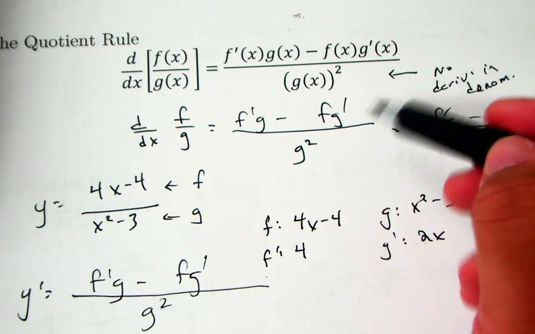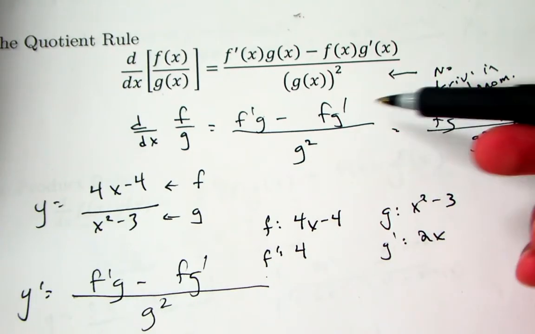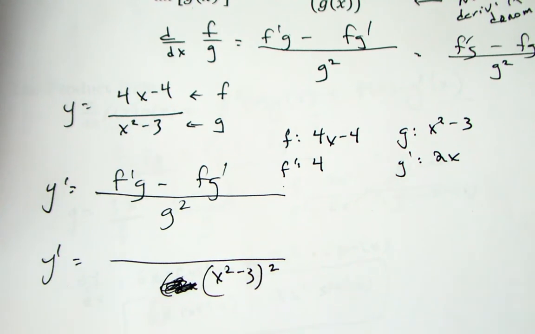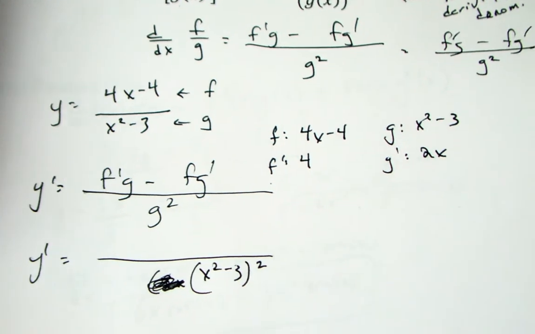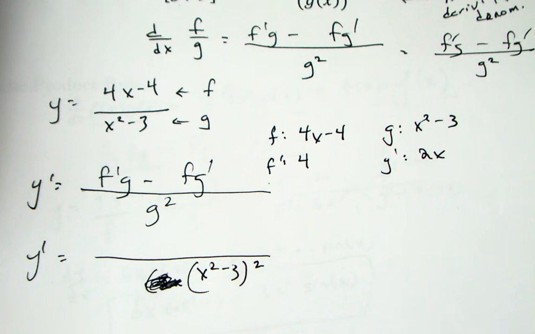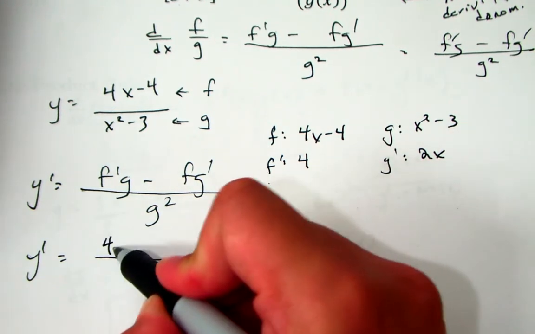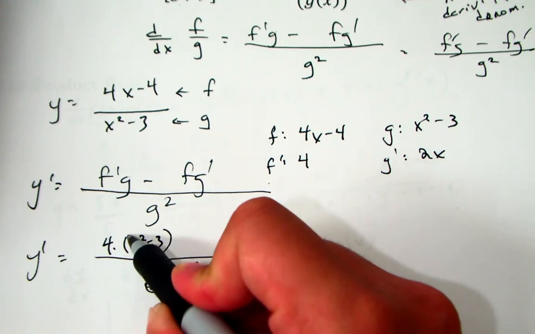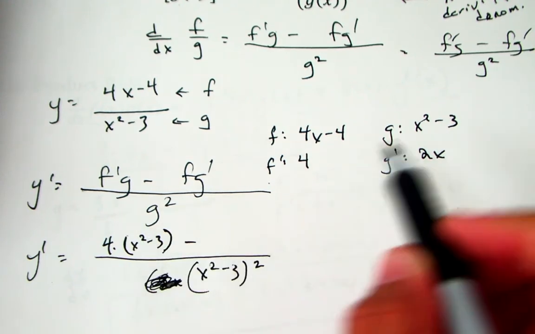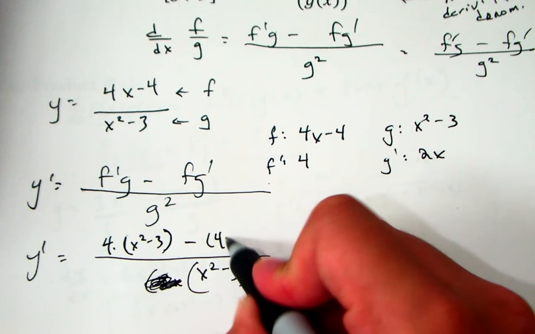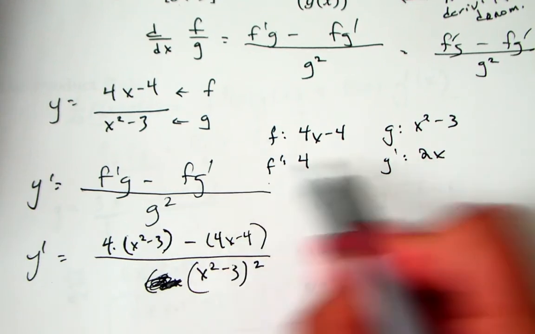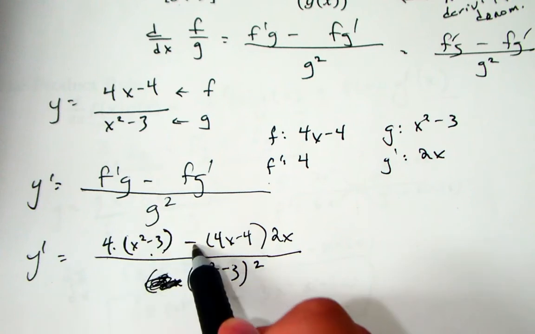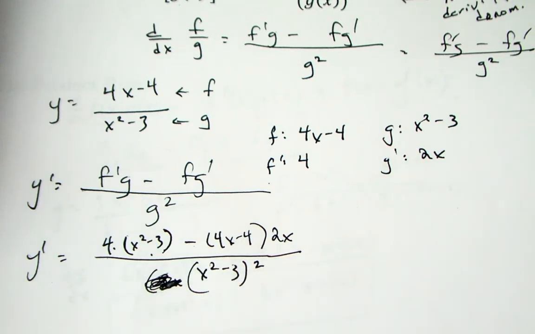Again, why these things are true we'll look at a bit more in the future, but for now I'm mostly interested in your ability to know what these rules say. We'll talk about the understanding when we have a bit more time. f prime here we have as 4 times plain old g, which is x squared minus 3. Use parentheses to indicate that I'm multiplying them all together. Minus plain old f, which is 4x minus 4, times this time g prime, which is 2x.